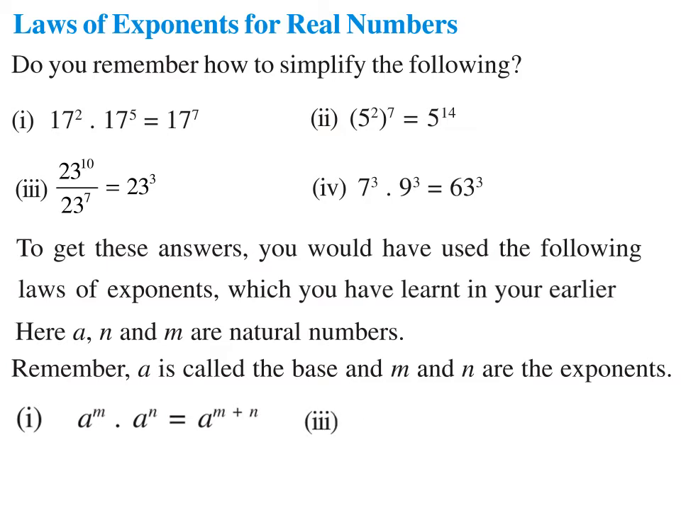Similarly, the next formula: if you have a to the power m divided by a to the power n, where m is greater than n, the formula will become a to the power m minus n. So we have to subtract the powers if both numbers have the same base and different powers. We subtract the smaller power from the larger power whenever m is greater than n. But if the condition is m is less than n, then my answer will be 1 divided by a to the power n minus m. So you can solve by any method.